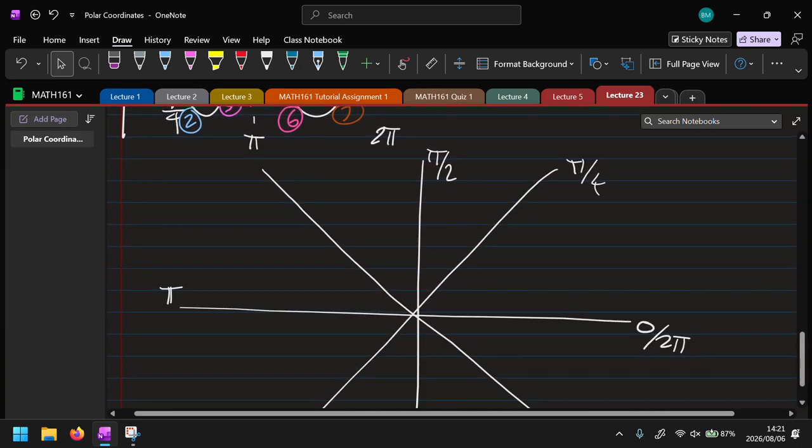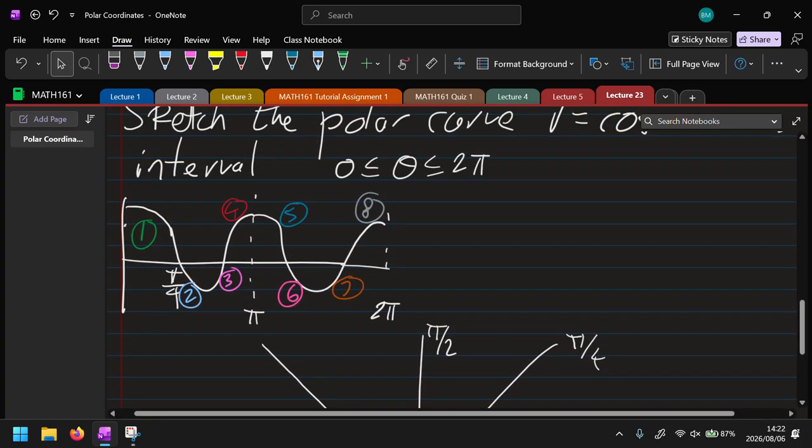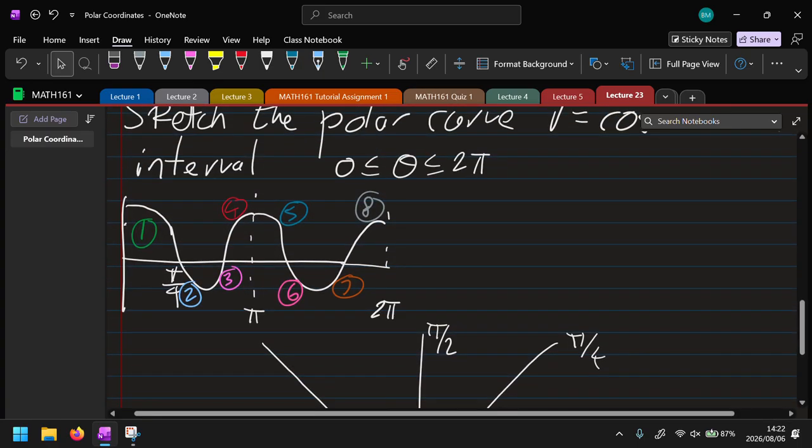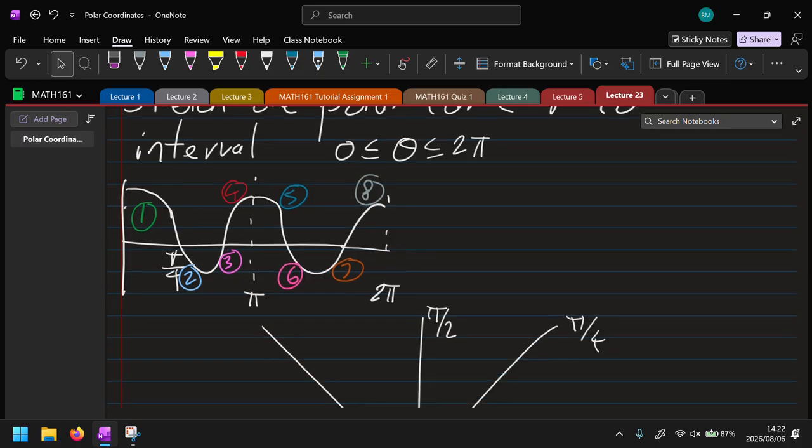I don't want to number them because then it gets too messy, but we're going to start off with 1, which we have in green. That's going to be the first bit, and then 2, 3, 4, 5, all the way around to 8. Okay, so number 1, what are we doing? We start with radius 1, and we are decreasing the radius until we get to pi over 4, where it's 0. So how are we going to draw that?